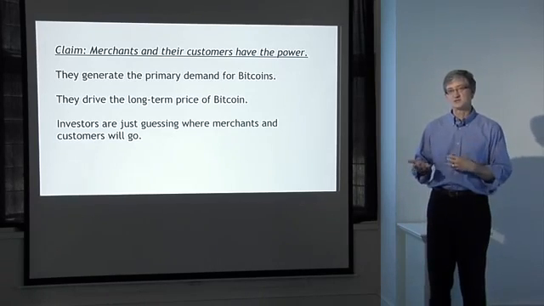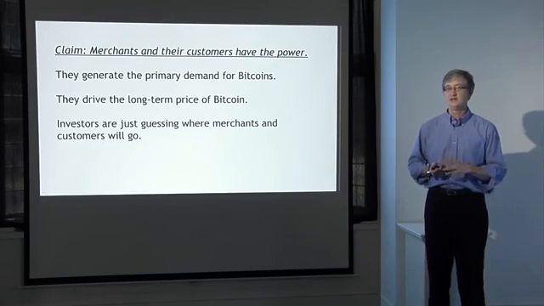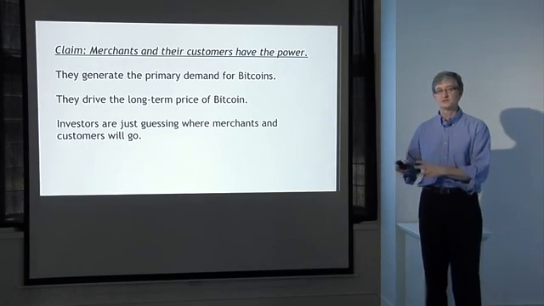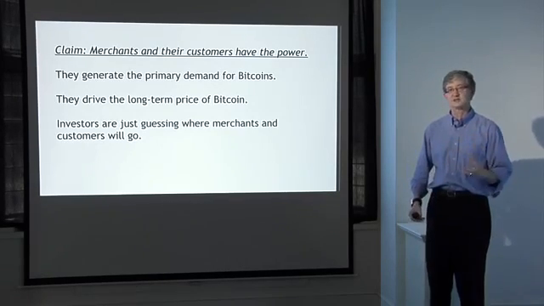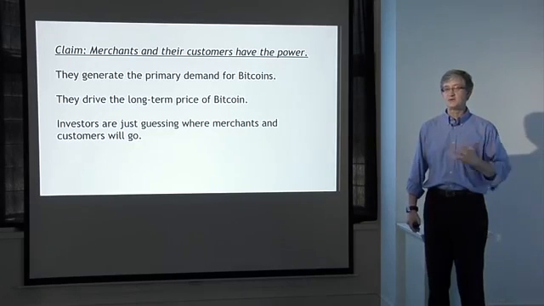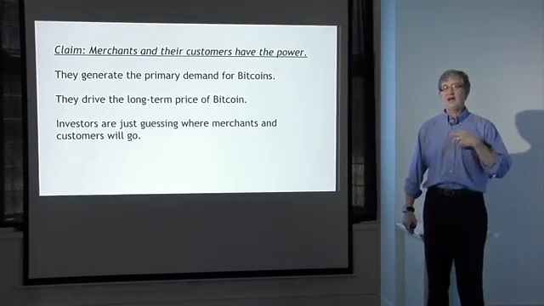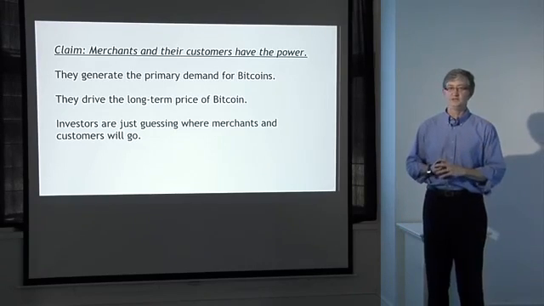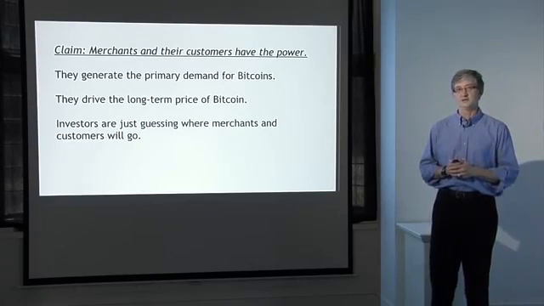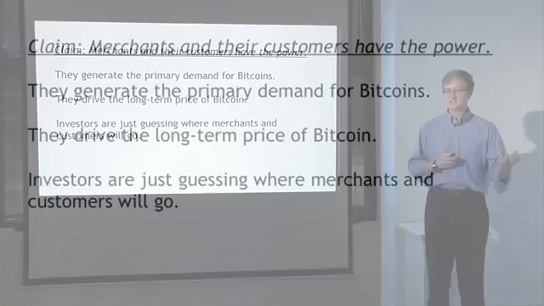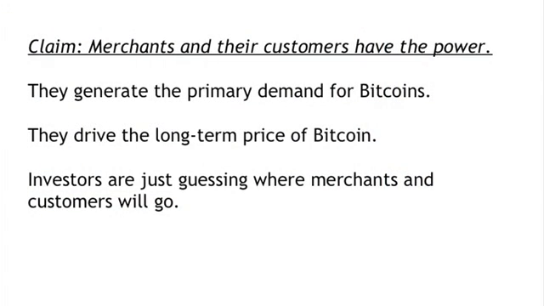On the other hand, we could claim that merchants and their customers are the ones who have the power. Why? Because merchants and customers are the ones who generate the primary demand for Bitcoin. Yes, investors provide some of the demand that supports the price of the currency, but the primary demand that drives the price, as we saw in Lecture 4, is driven by a desire to mediate transactions, to use Bitcoin as a transaction technology. Because merchants and their customers drive that demand, they're the ones who drive the long-term price of Bitcoin. Or so this argument goes. Investors, according to this argument, are just guessing where the primary demand will be in the future. So investors are guessing where the merchants and customers will go, and therefore it's the merchants and their customers who really have the power.